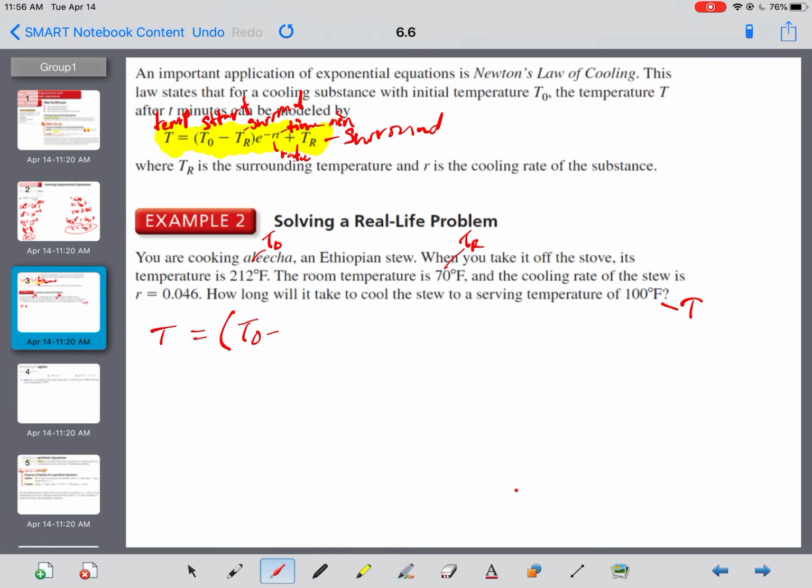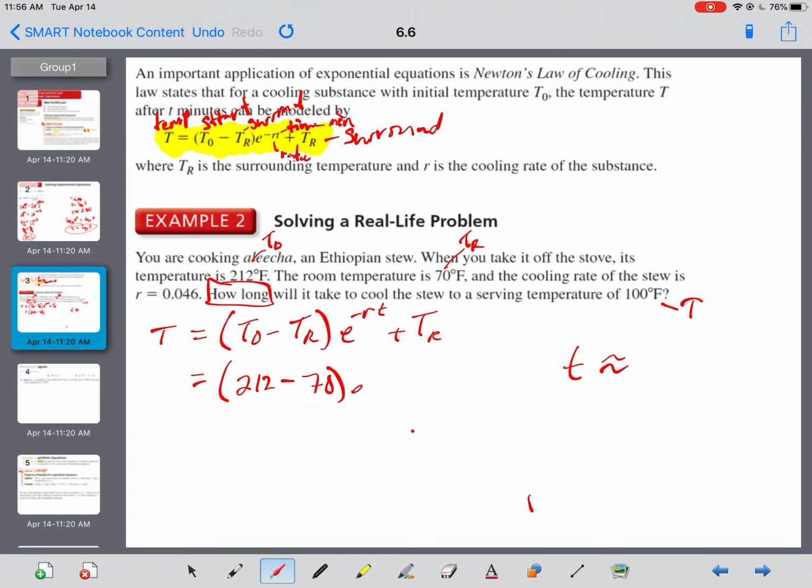That's big T. All we have to do is plug them in. So we've got T equals (T sub 0 minus T sub R) times e to the negative RT plus T sub R. The question asks us how long, so we're going to be looking for t, approximately. That's what we're going to fill in. So let's plug in all of the blanks.